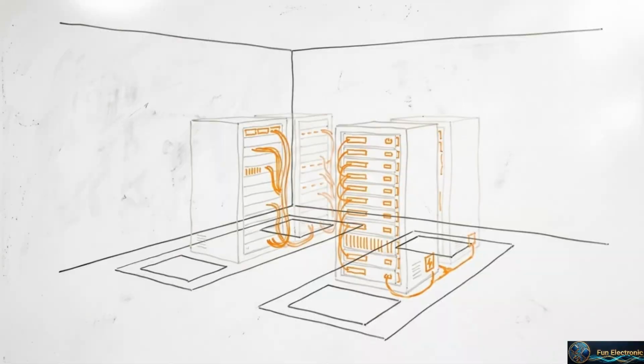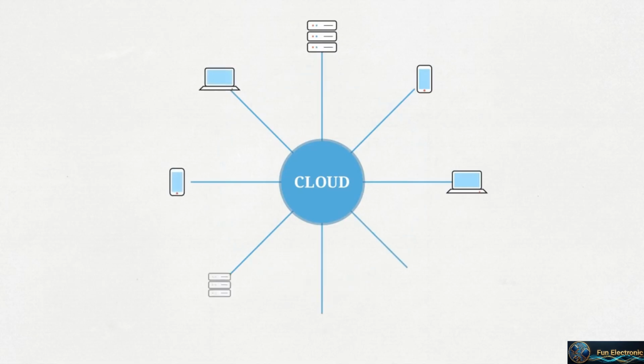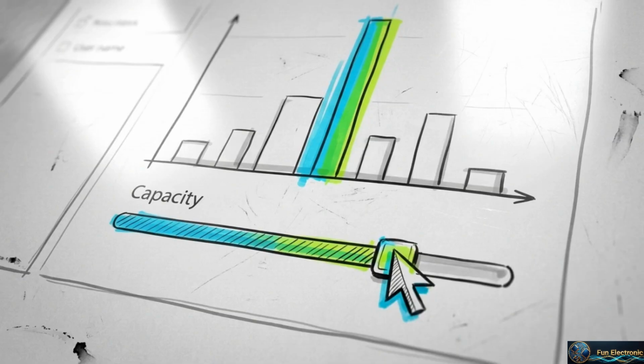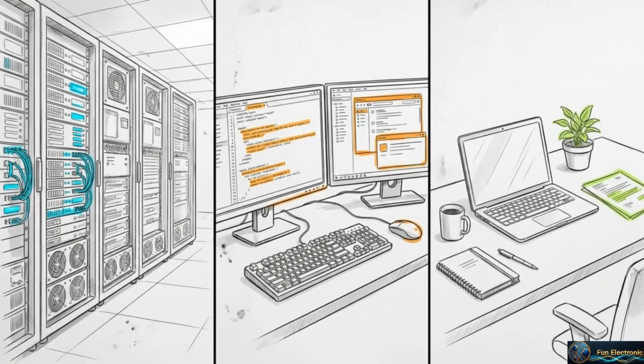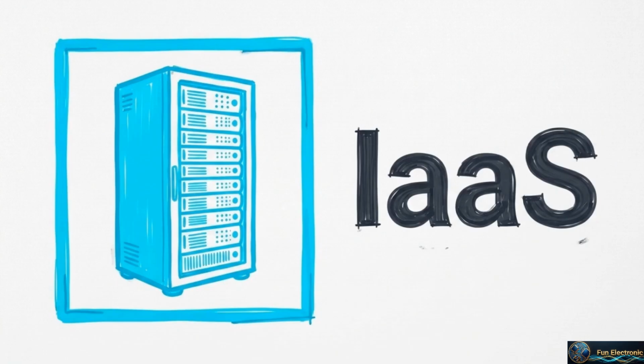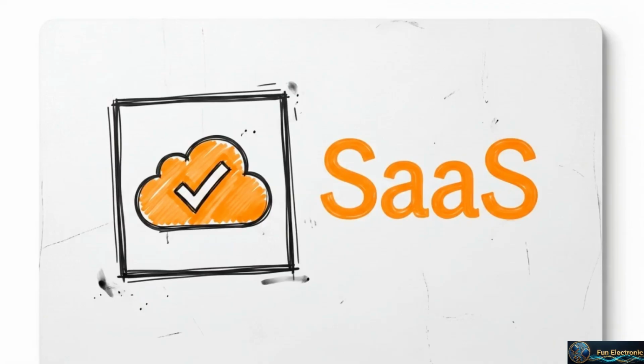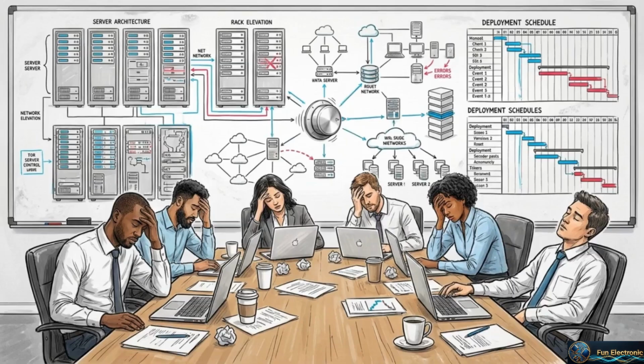Cloud computing removes that hardware from your basement. By definition, it provides on-demand network access to a shared pool of computing resources. You rent the capacity you need, exactly when you need it. Navigating this transition requires choosing between three specific service models: infrastructure as a service, platform as a service, and software as a service. Selecting the wrong model forces a difficult choice.